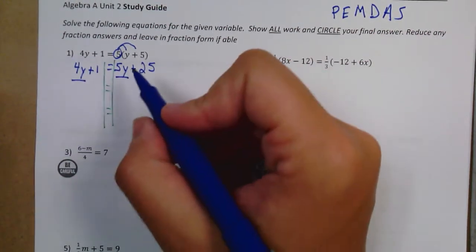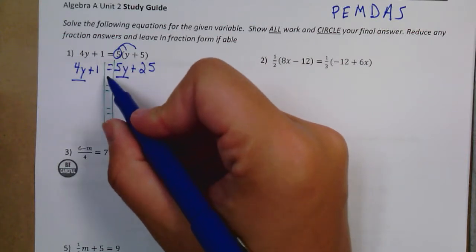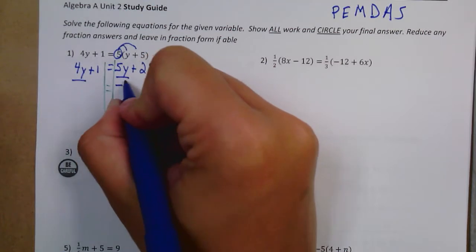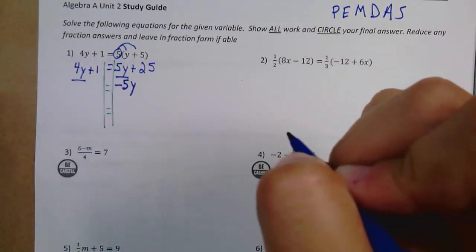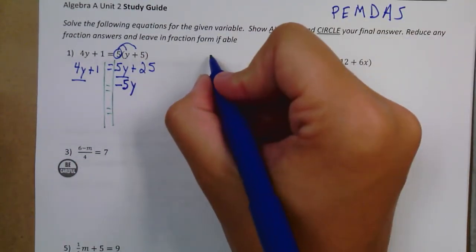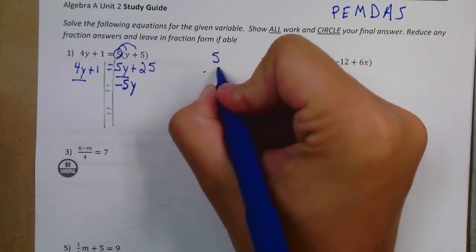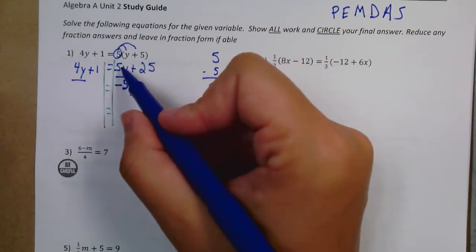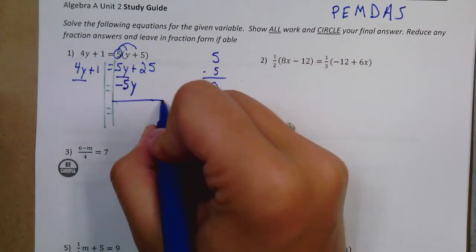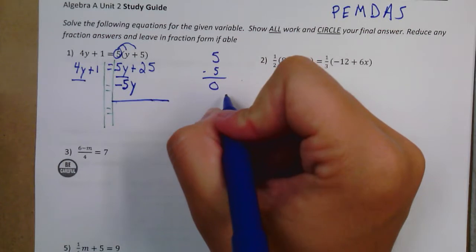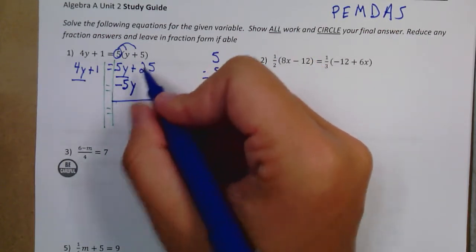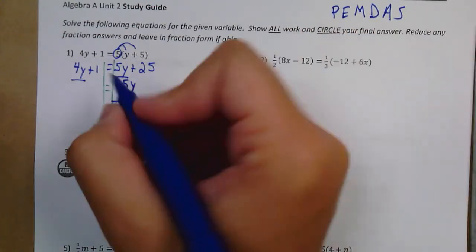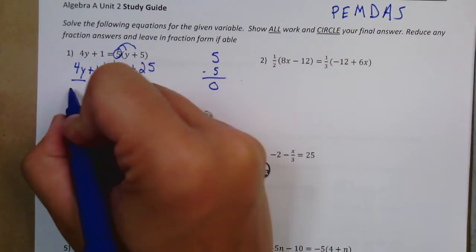You actually need to think of it as, if this is a positive 5y, to get it to the other side, I'm going to have to subtract a 5y. Because if we look at that just in the sense, if I have 5 over here and I subtract 5, what am I left with? 0. So if I have 5y and I subtract 5y, what am I left with? I'm left with 0. But then I still have this 25 over here, so on this side I'm going to be left with just 25. Then whatever I do to one side, I have to do to the other side.